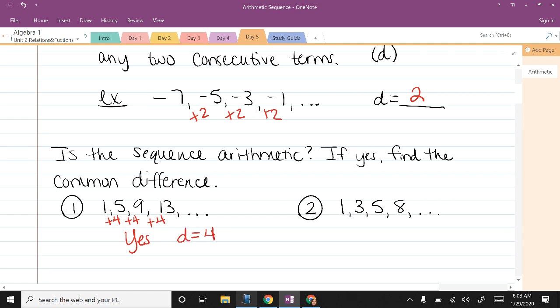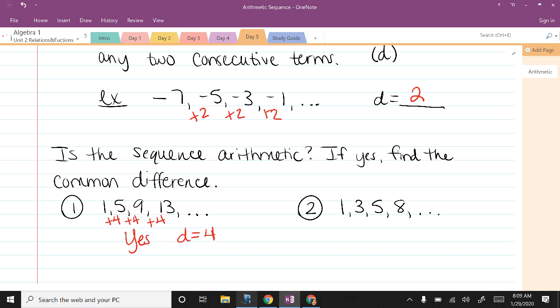So all you're saying is yes or no. If you're adding or subtracting the same thing every time, it's a yes. And the common difference is the number that's being added or subtracted. Then we're going to plug into an equation. Okay. So number two.